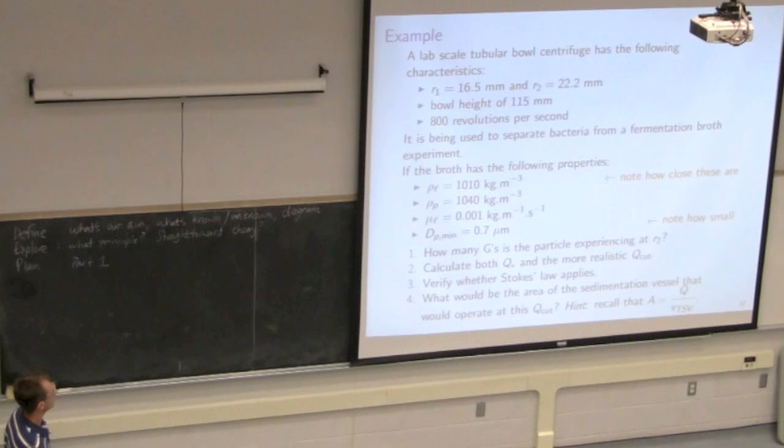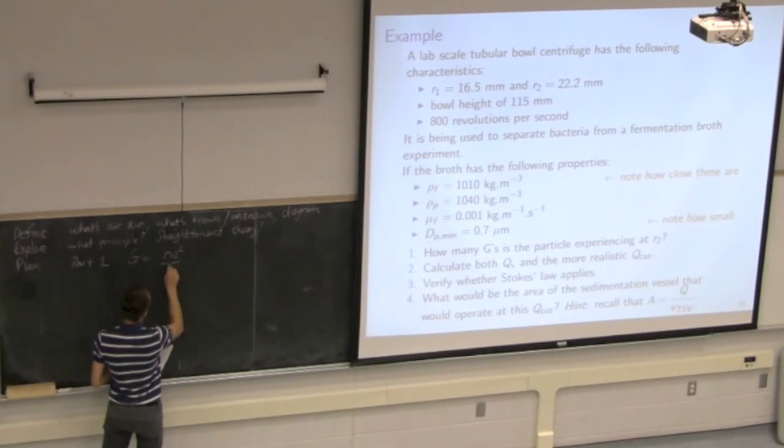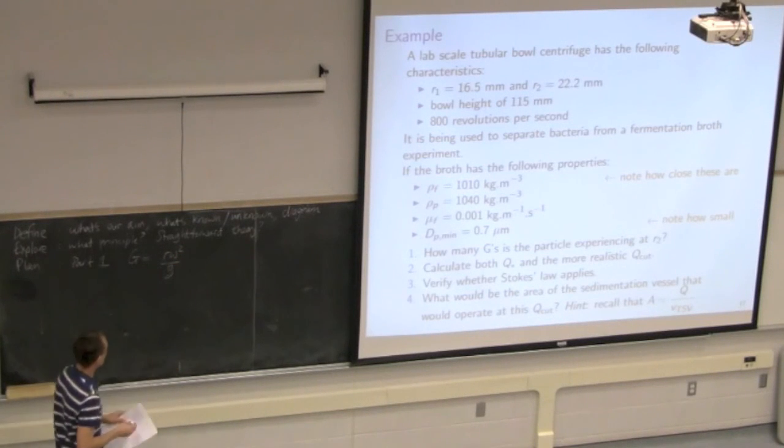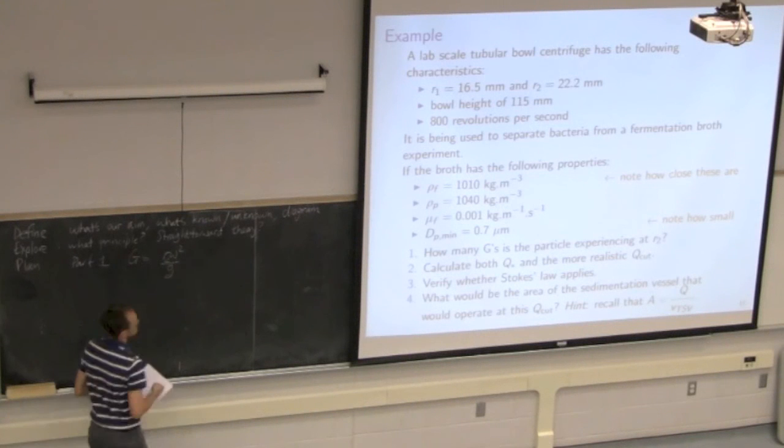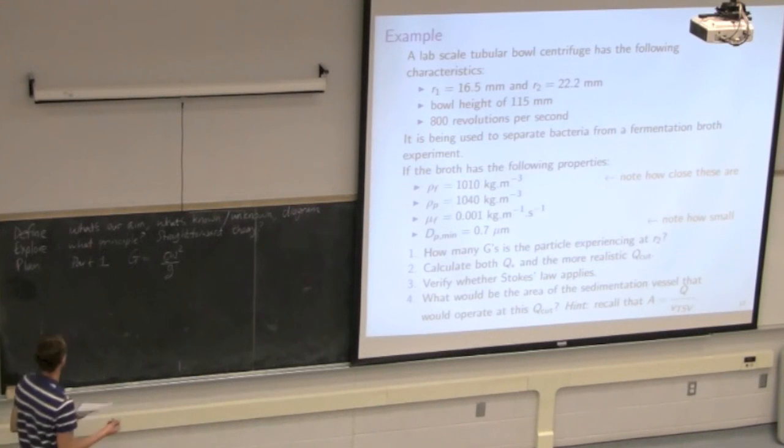The planning strategy, though, here is, well, to calculate G we know is R omega squared divided by g. We're given that we need to calculate this at R2, so that's the R we're going to use. Omega is the other value we need. Do we have information for omega? Yeah, we do. It's just not in the correct unit, so there's going to be a unit change required over there, g, which we know. So that's my strategy for part one.